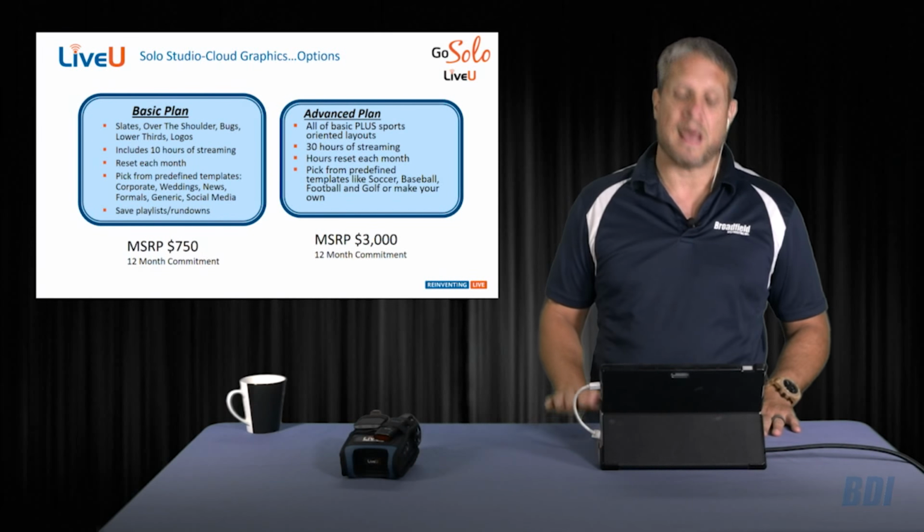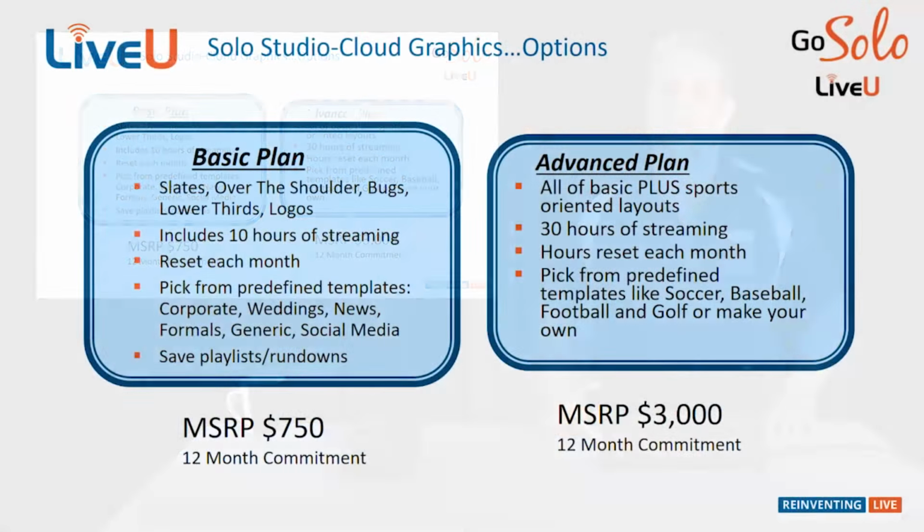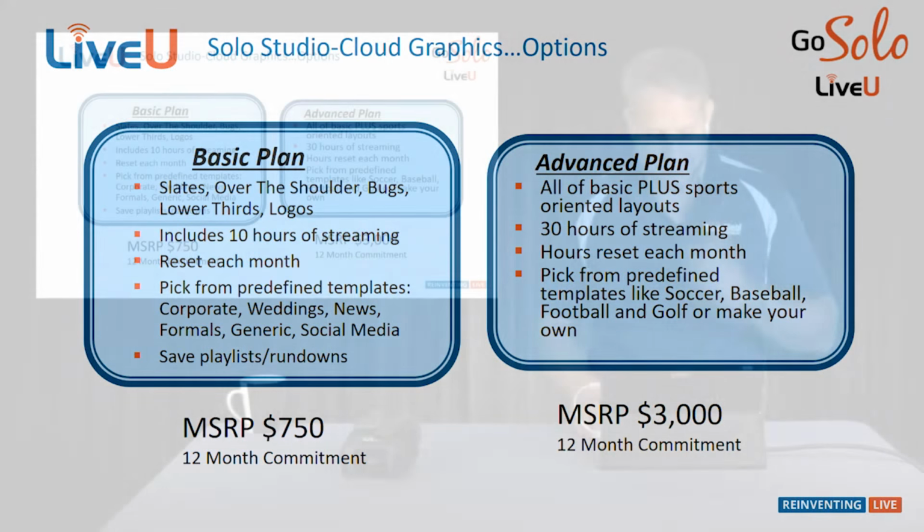So again, the LiveU Solo graphics option is available in either a basic or advanced plan, with the basic plan at $750 for the year or the advanced plan at $3,000 for the year. The advanced plan adds some sports-oriented layouts and upgrades you from 10 hours per month of streaming to 30 hours per month. And those hours do reset each month, okay?